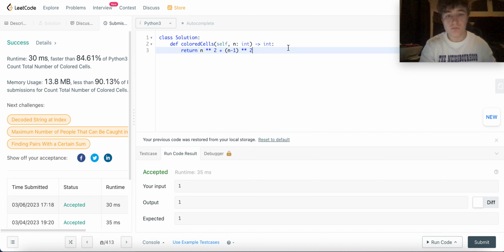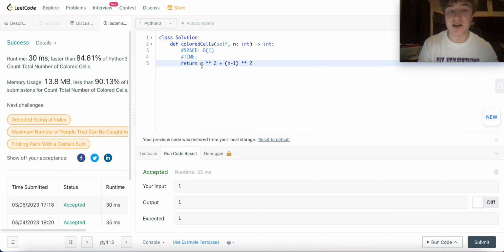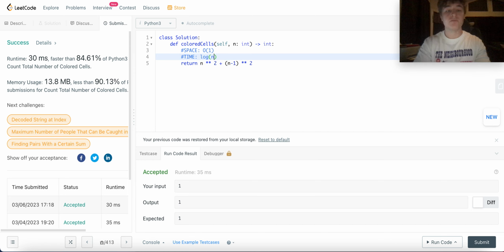So what's the space and what's the time? For space, it's simple, right? We're not creating any additional variables. We're taking the variable in, we're doing calculation, and we're returning it. So that's big O of constant. And then for time, well, we just do 2 operations based on n. So it's O of 1, constant time.